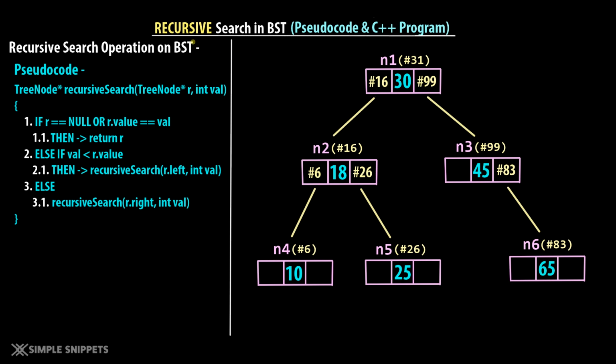And our goal today is to perform searching operation. When I say search, we are looking for a particular value in this binary search tree. Let's say you want to search for 45 or 65 or 25. So how do you search that? Now we've already talked about the iterative search as I mentioned using the while loop. Today we are going to discuss recursive search by using recursive functions.